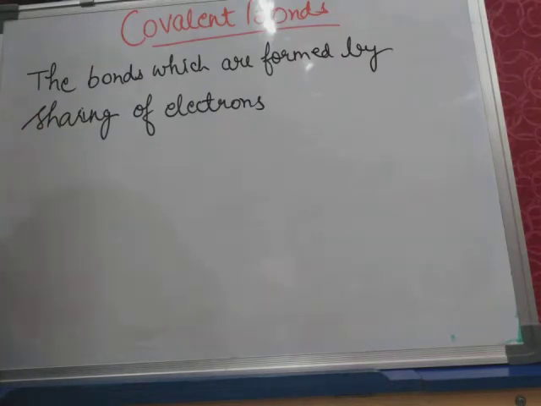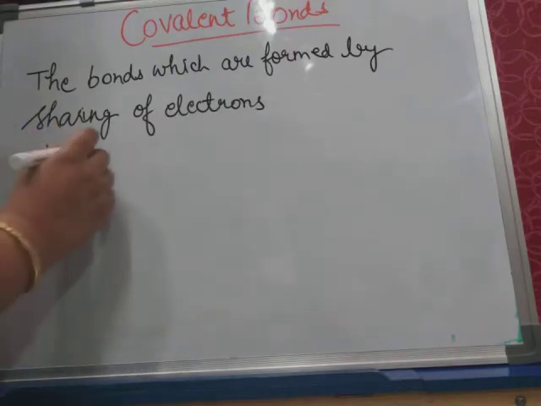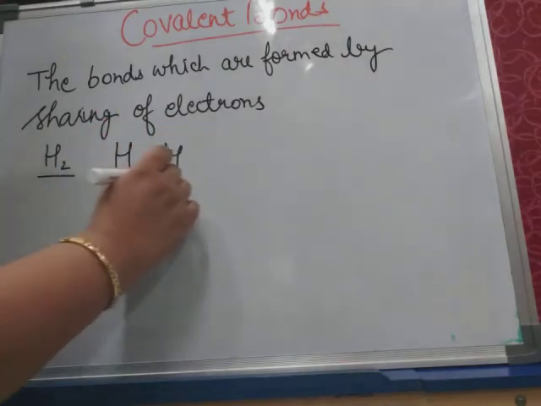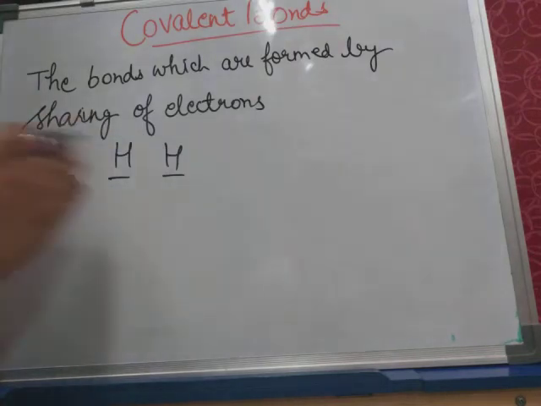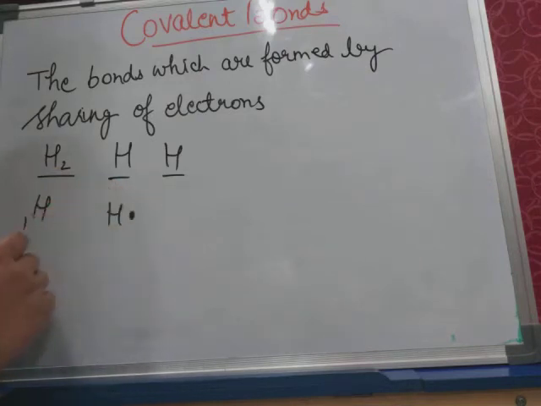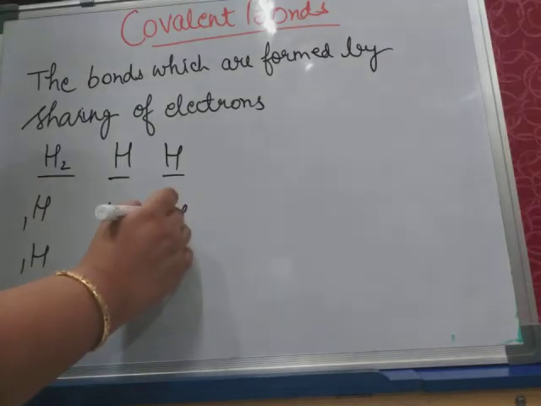First example we'll take of hydrogen molecule. See, hydrogen molecule, if it is there, it means two hydrogen atoms are present here, and these two hydrogen atoms combine with each other to form a hydrogen molecule. We know that hydrogen has atomic number 1. It means hydrogen has only one electron. Two such hydrogen atoms are there having one electron each.